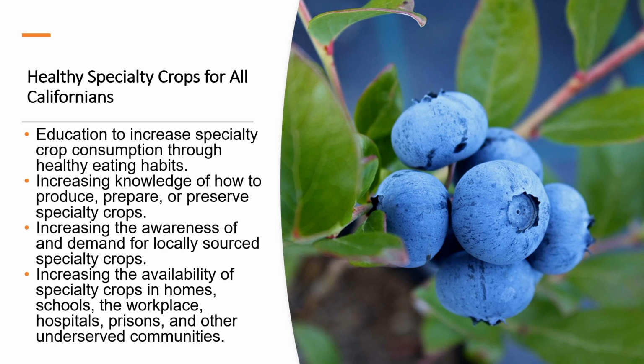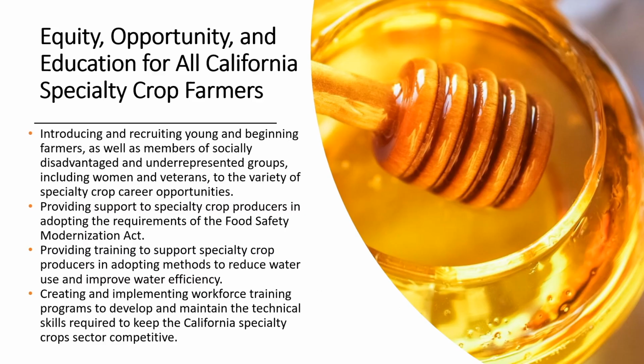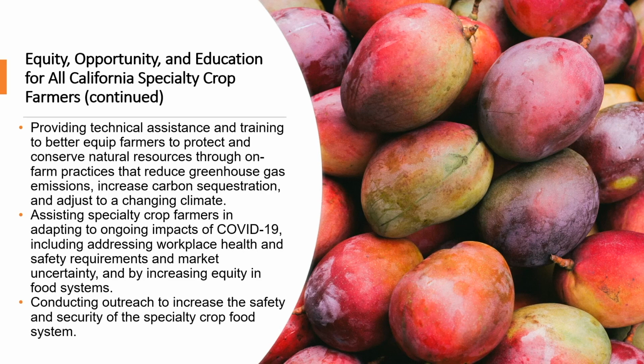The Healthy Specialty Crops for All Californians category has 8 priorities. The first 4 are on this slide. And here are the remaining 4 priorities. Category B is equity, opportunity, and education for all California specialty crop farmers. It has 11 priorities. 4 priorities are listed here. Here are 3 more priorities.